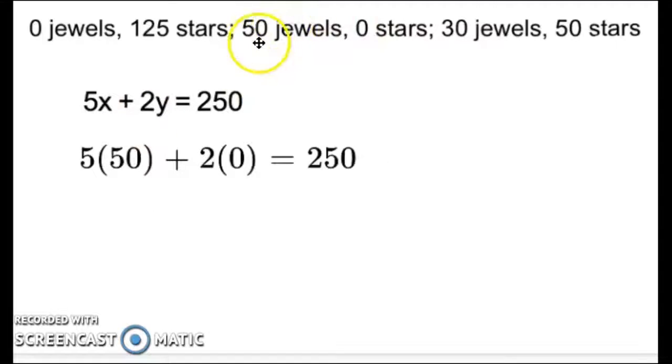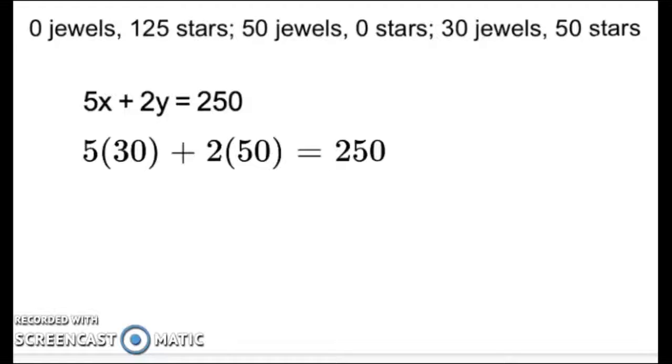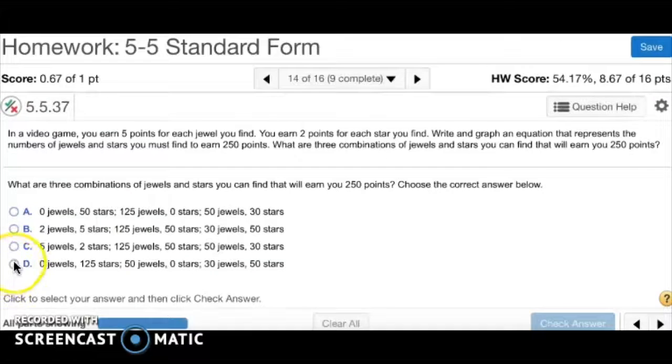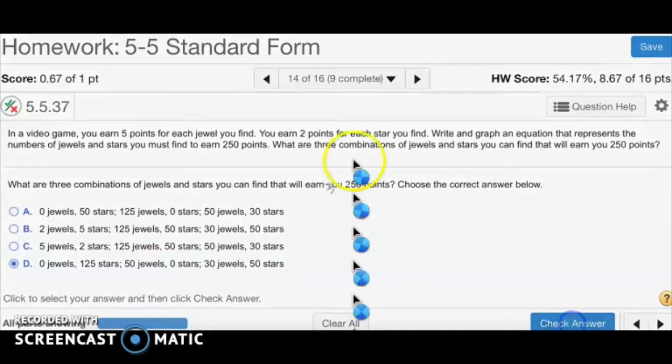Now the second one is 50 and 0, so 50 times 5 and 2 times 0, so that'll give me 250 plus 0 is 250 equals 250 again. And then 30 times 5 plus 2 times 50 will be 150 plus 100, which would be 250. So the third one checks, that will be our combination. In my example, it's going to be D.